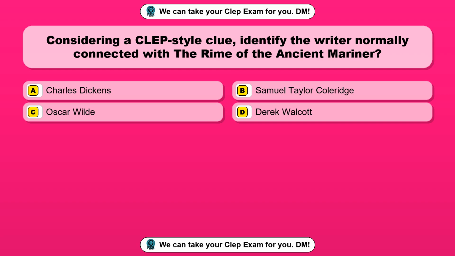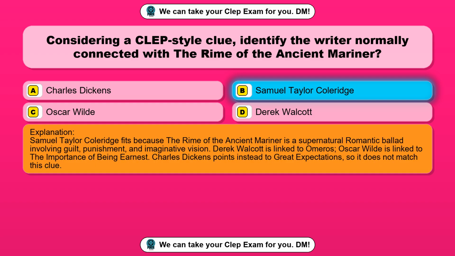Question 57. Considering a CLEP-style clue, identify the writer normally connected with The Rime of the Ancient Mariner. Option A. Charles Dickens. Option B. Samuel Taylor Coleridge. Option C. Oscar Wilde. Option D. Derek Walcott. The correct answer is option B. Samuel Taylor Coleridge. Samuel Taylor Coleridge fits because The Rime of the Ancient Mariner is a supernatural romantic ballad involving guilt, punishment, and imaginative vision.